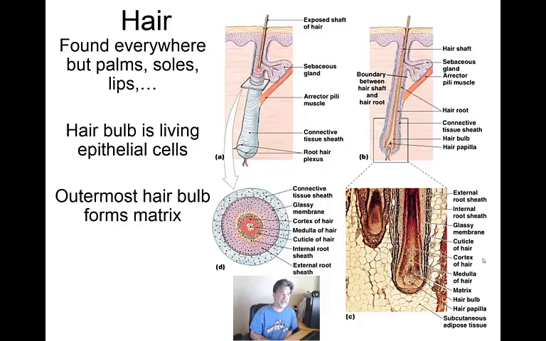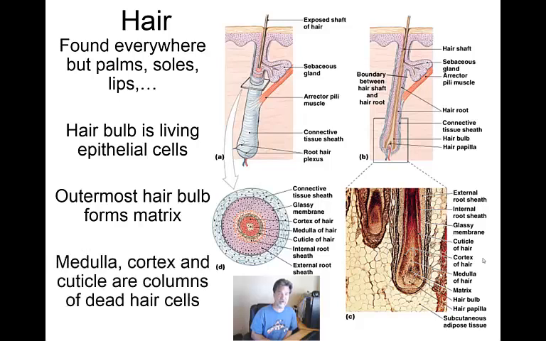Then, once that is produced and we have the matrix, which is the area of active cell growth, we're going to see those cells begin to get pushed out from more cells dividing inside them. So as the stem cells in the bulb are creating the cells in the matrix, those cells in the matrix will start being pushed out into the medulla, then the cortex, and then the cuticle. And each of these are now layers of dead cells. So once you get outside the matrix, you're talking about dead, not skin cells, hair cells.